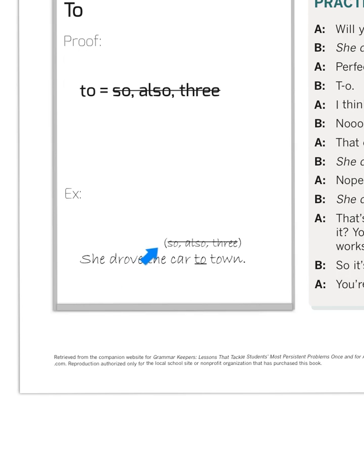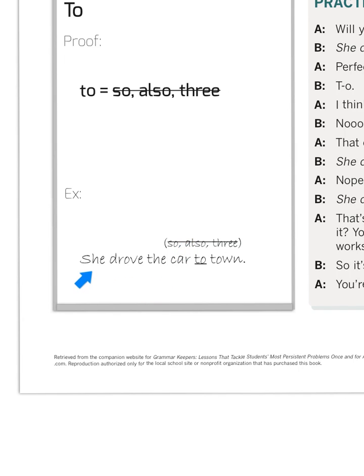So, let's try it with each one of these proofs and see if it works. She drove the car so town. That doesn't work, does it? So we can cross out so, which our writer has done. Let's try the next one. She drove the car also town. Does that work? No, it does not. So we cross out also.